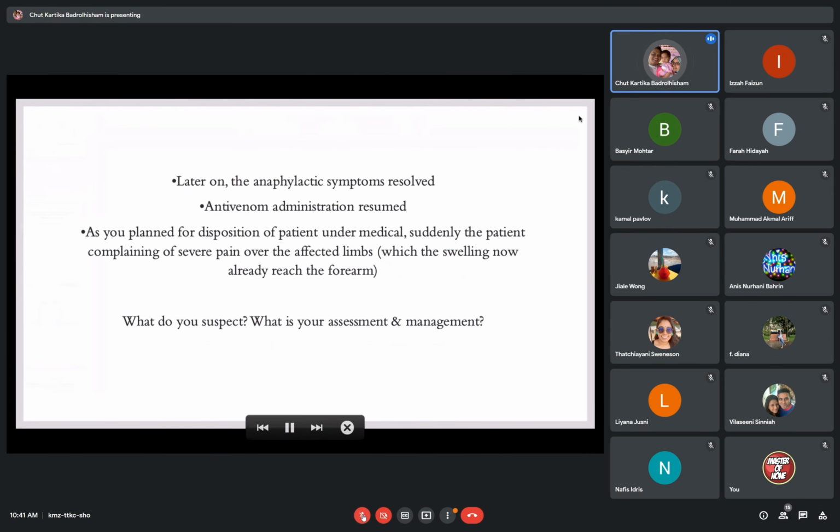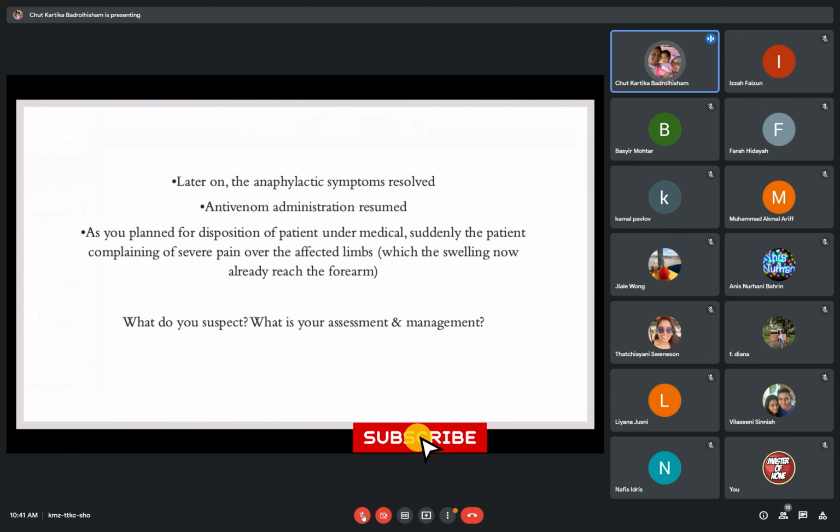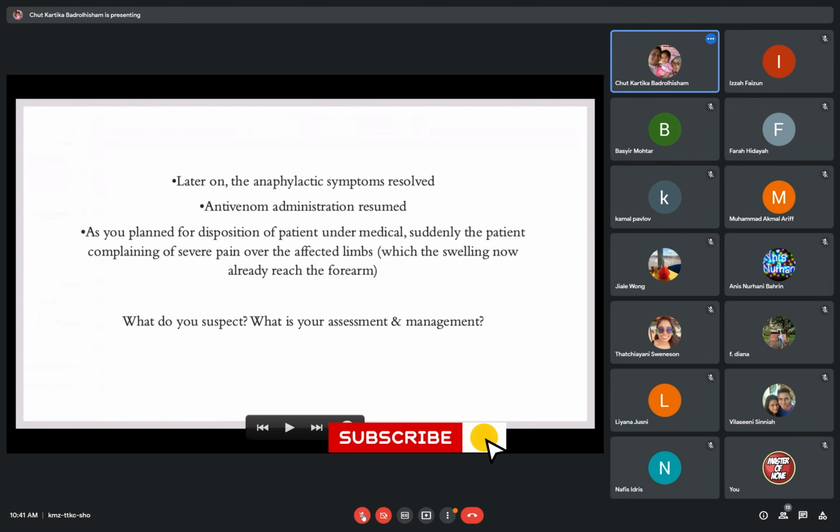Okay, later on, the anaphylactic symptoms resolved. Antivenom administration resumed. And then as you plan for disposition of the patient under medical, suddenly the patient complains of severe pain of the affected limb, and the swelling now reaches the forearm. What do you expect? What is your assessment and management?